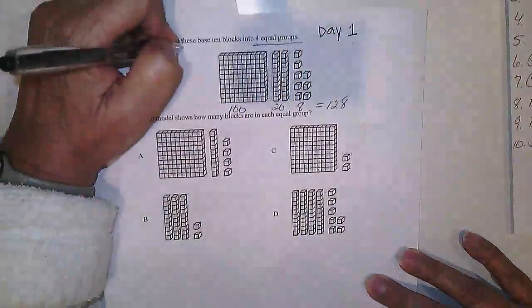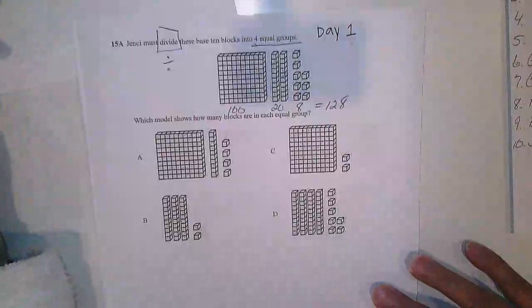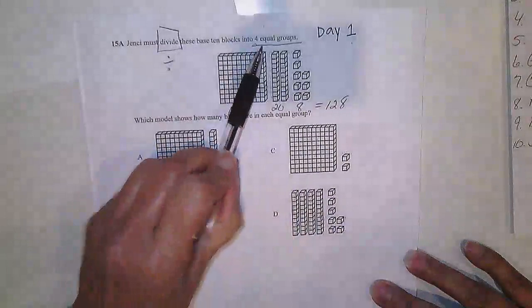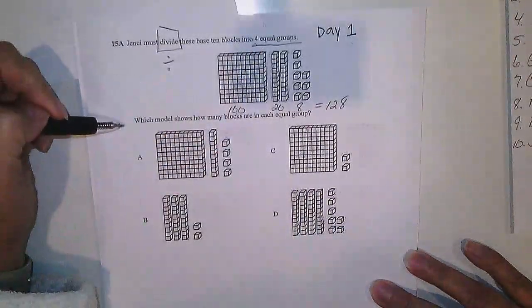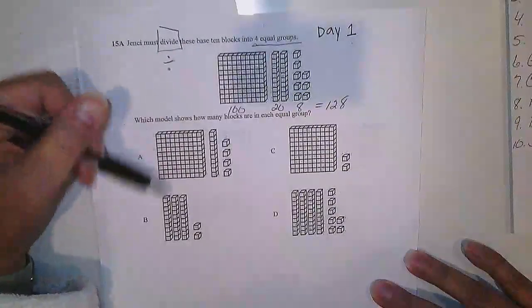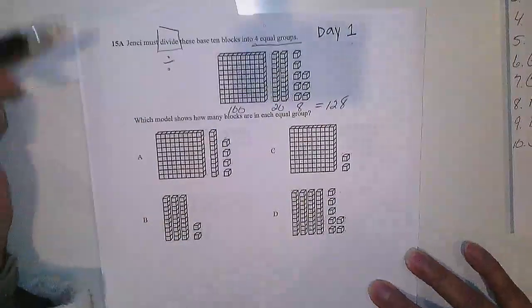So we have the word divide. We're going to put the symbol. So we know that we have to divide 128 by 4. It says, which model shows how many blocks are in each group? Well, we can look at these answer choices once we solve the problem.